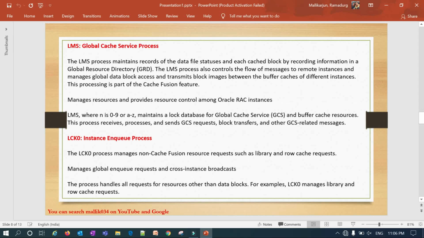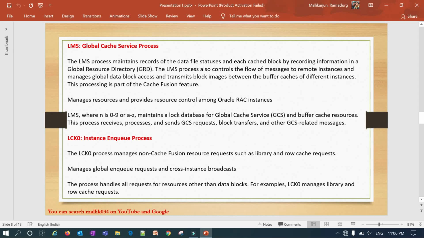And going to the next slide, LMS, the global cache service process. What will LMS do? The LMS process maintains records of the data file status and each cached block by recording the information in the GRD. Right. So if a particular block is modified and the latest data is updated by instance 1, my LMS will know that instance 1 has the latest block by reading this GRD table.